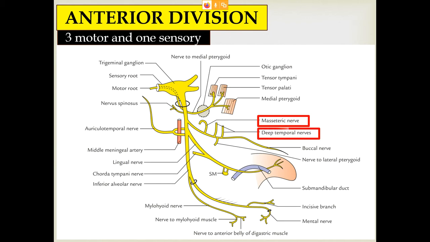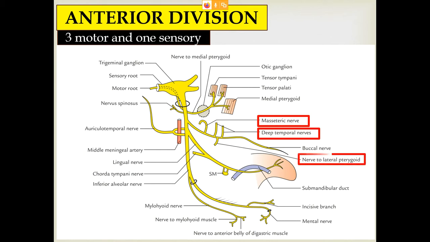Next one is the deep temporal nerves, a pair of deep temporal nerves. Usually they ascend upward deep to the upper border of the lateral pterygoid, and then enter the deep surface of the temporalis and supply the temporalis muscle.